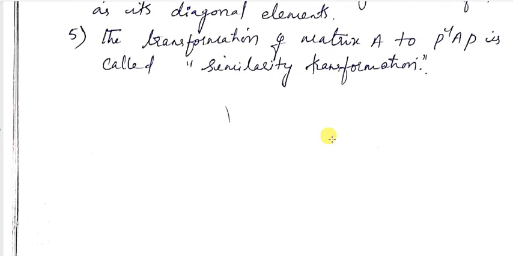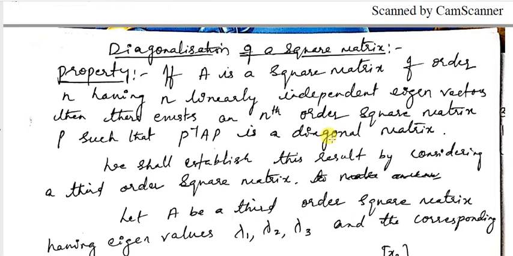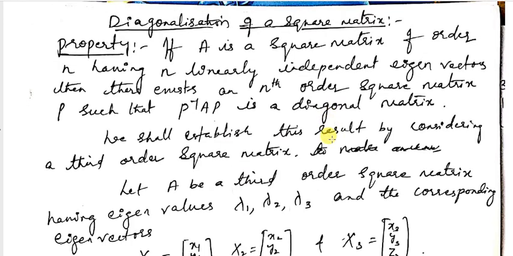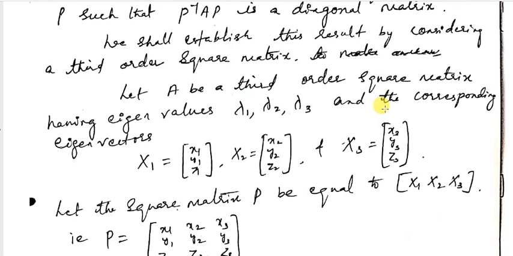So let's establish the result by considering a third order square matrix. Here I have one property regarding the diagonalization of a square matrix. That is, if A is a square matrix of order n having n linearly independent eigenvectors, then there exists an nth order square matrix P such that P inverse AP is a diagonal matrix. So let us establish this result by considering a third order square matrix.